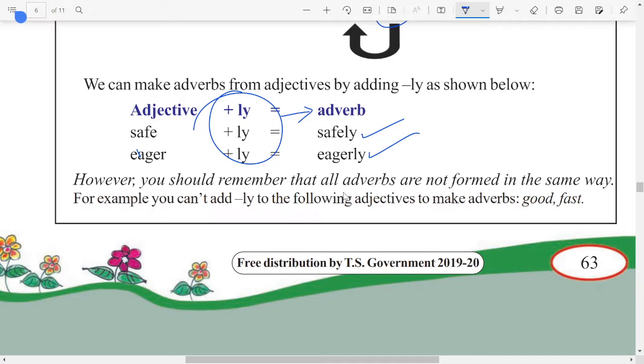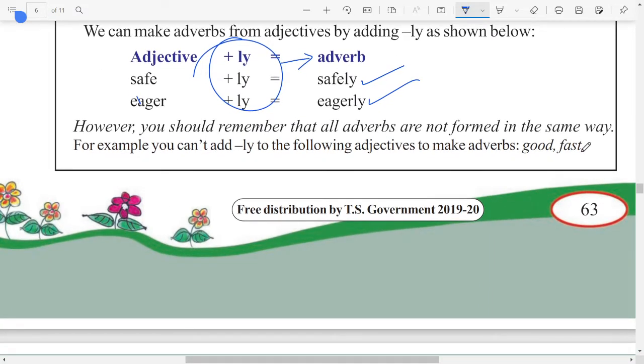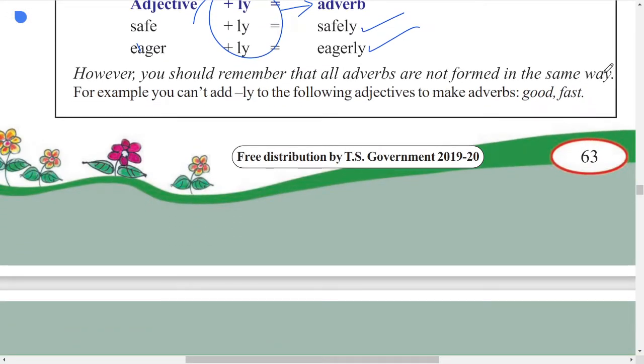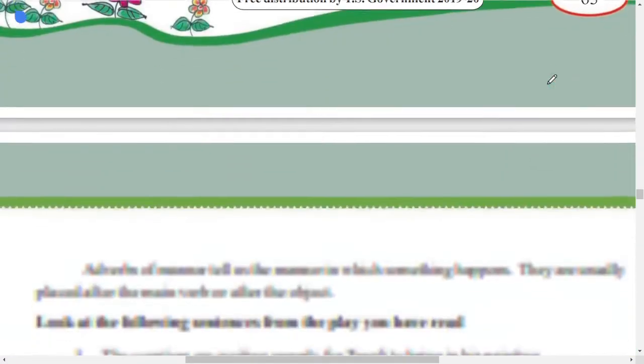However, you should remember that all adverbs are not formed in the same way. For example, you can't add ly to the following adjectives to make adverbs. Okay, not all the adjectives can be used to make adverbs. Okay, for example, good and fast. We cannot make adverbs here using them. Okay, so fast is directly used both as the adjective and adverb. So good is again another adjective which you cannot use as the adverb.